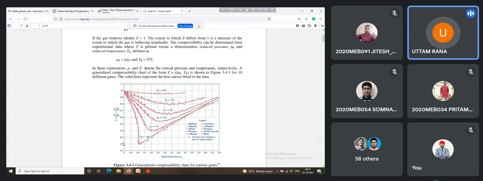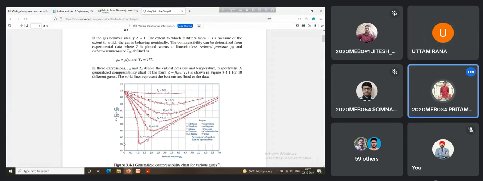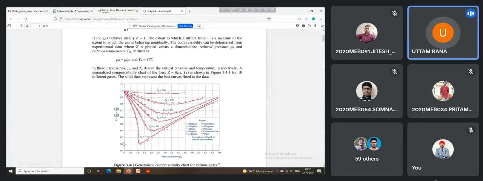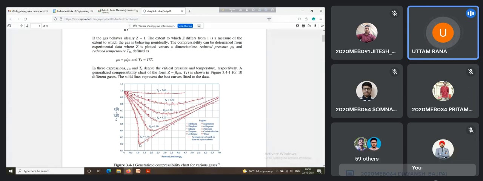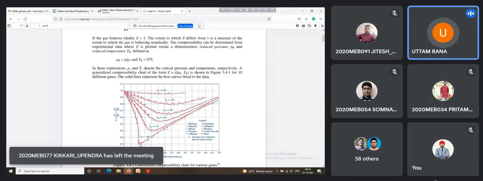So in this particular case, can we consider the gas to behave like an ideal gas? This is a question: yes or no? Please tell me, anybody? Yes, sir, we can consider it an ideal gas. What does ideality mean? Z has to be 1, but here Z is equal to 0.2. It is far away from 1. No, sir. Understood this?